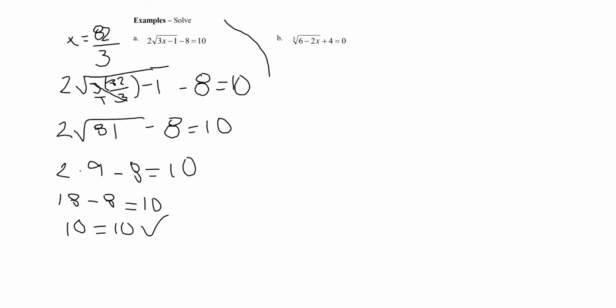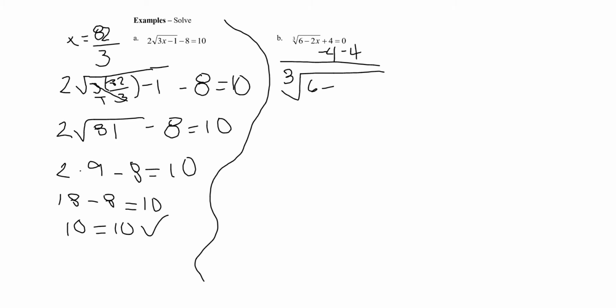All right, let's take a look at the next one. This one's a cubed root. And again, I have to isolate the radical. So the first thing I'm going to do is move that 4, which is not under the radical, to the other side. So now I have the cubed root of 6 minus 2x is equal to a negative 4. This time it's not a square root, it's a cubed root. So to solve it, I'm going to raise everything to the third power.